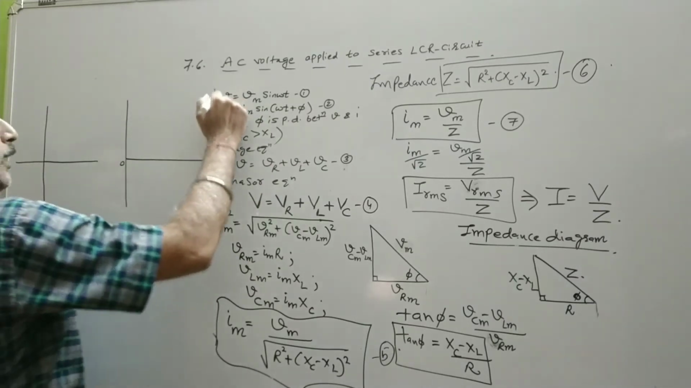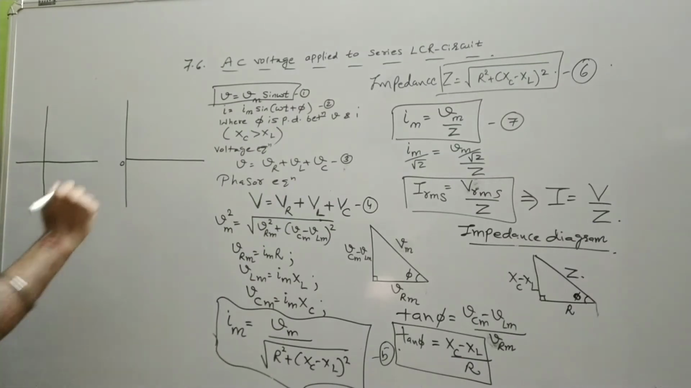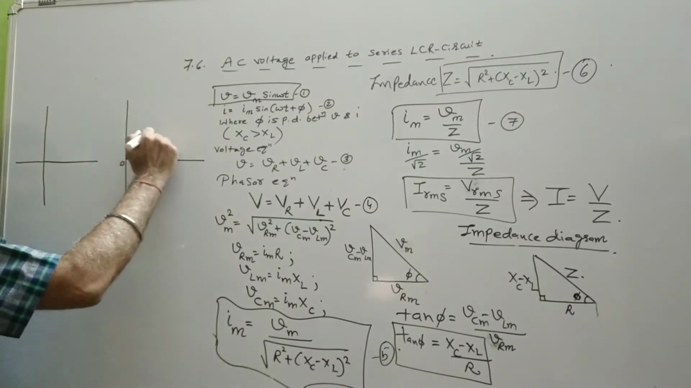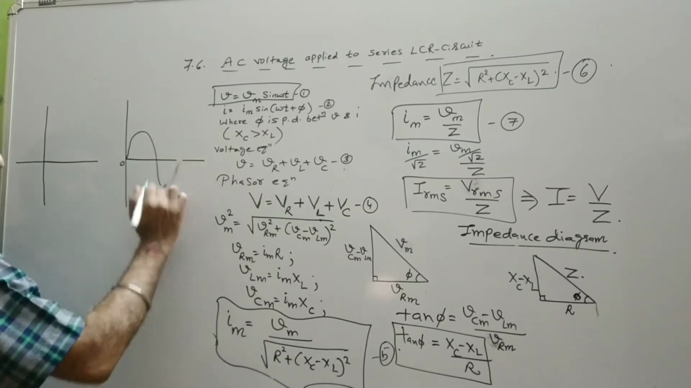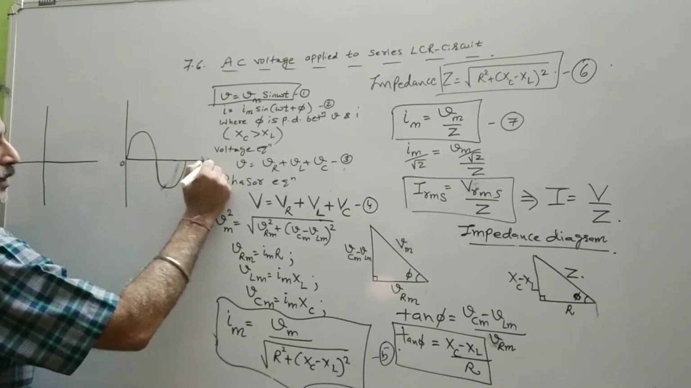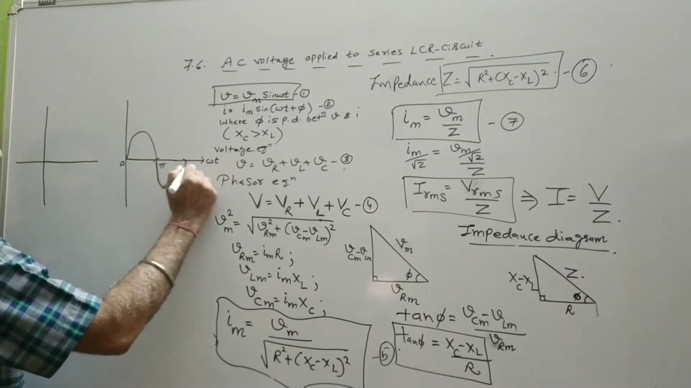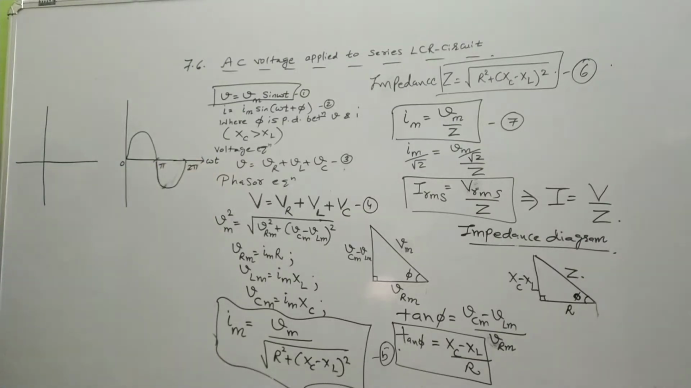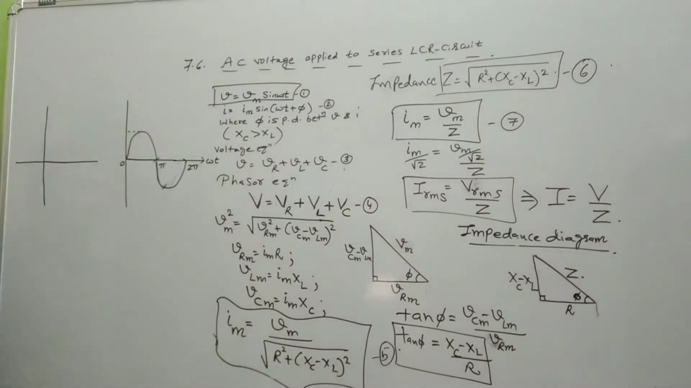So now we draw the diagram. This should be the equation, that is a sine graph. So I draw a sine graph for V. This is omega t. This is pi, and this is 2 pi, and this value we know is Vm.